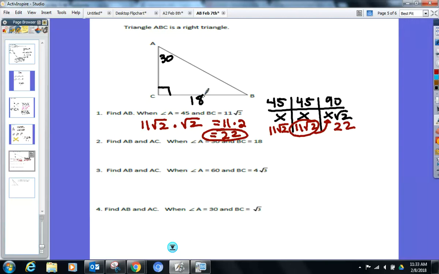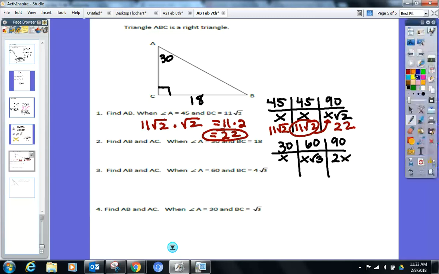What type of triangle am I working with now? 30-60-90. So new rules, new chart. What were my rules on the 30-60-90? X under the 30, x radical 3 for the 60, and 2x. What side did I give you? The one across from the 30. So that's where the 18 is going to go. The 18 in my chart is going to go into the 30.